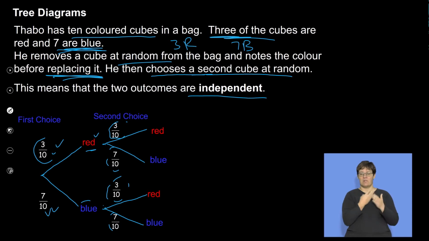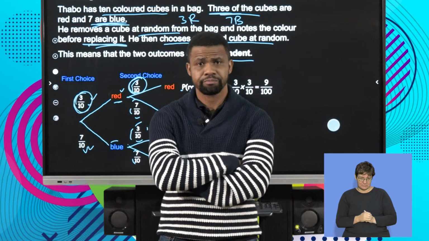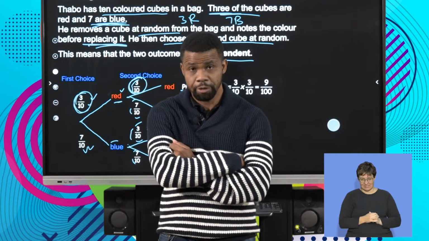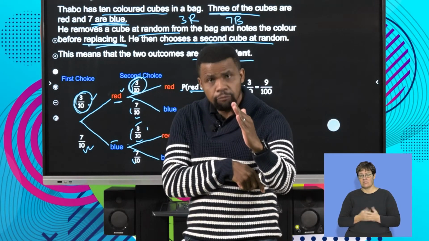So let's look at the possible outcomes. Red, red: we'll get the probability of red and red. We have to multiply the branches, 3 out of 10 multiplied by 3 out of 10. So the probability, P, of getting red and red is 3 out of 10 times 3 out of 10, which is what? 9 out of 100, which is 9%. What is the chance of getting red twice? The same question. Okay.